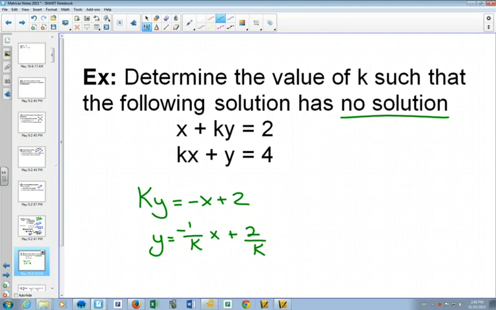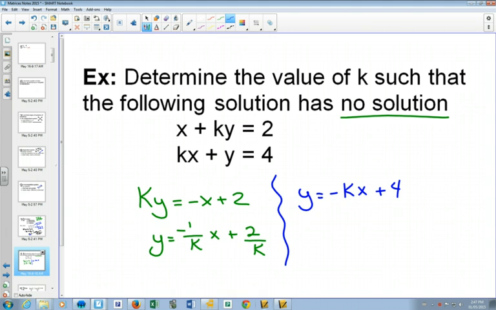If I take my second equation and get y by itself, by subtracting kx on both sides, then I get y is equal to negative kx plus 4. If there's no solution, what do we know?